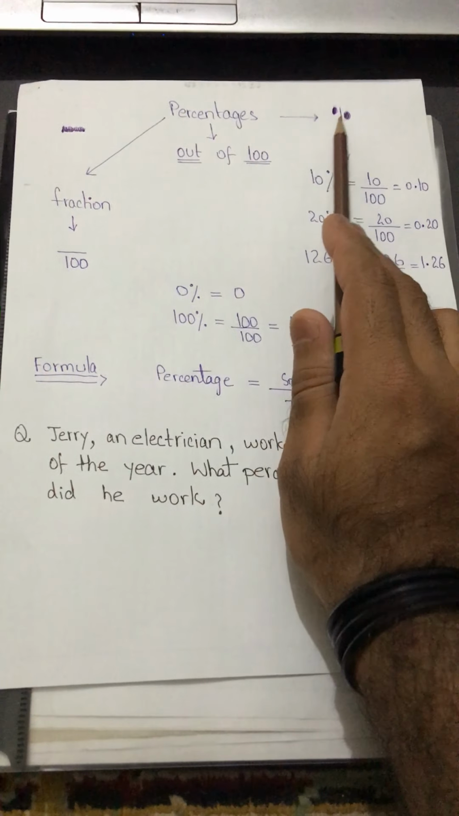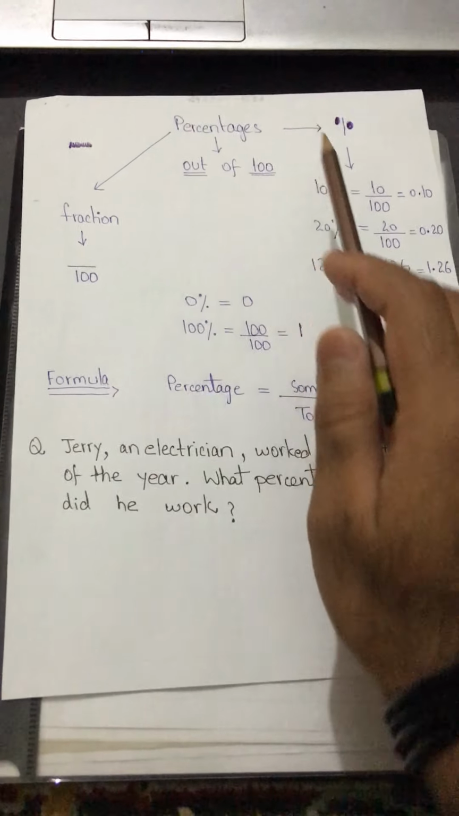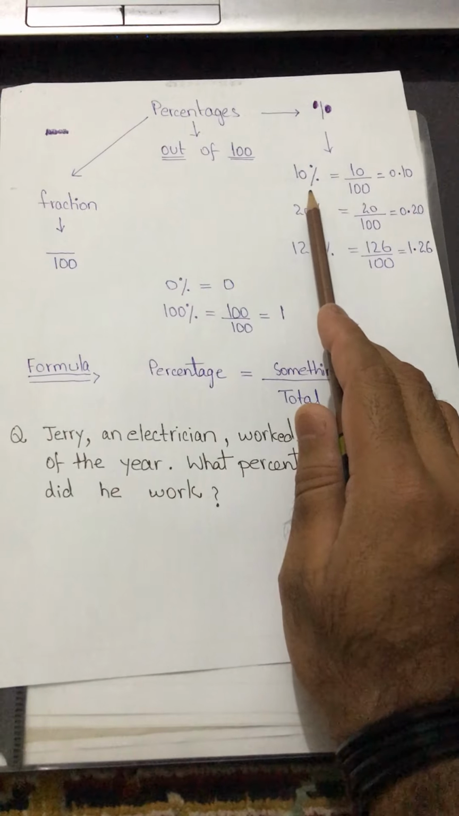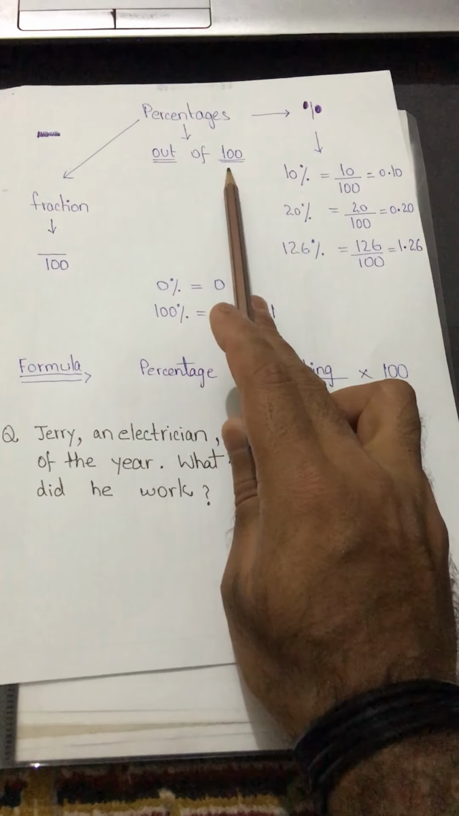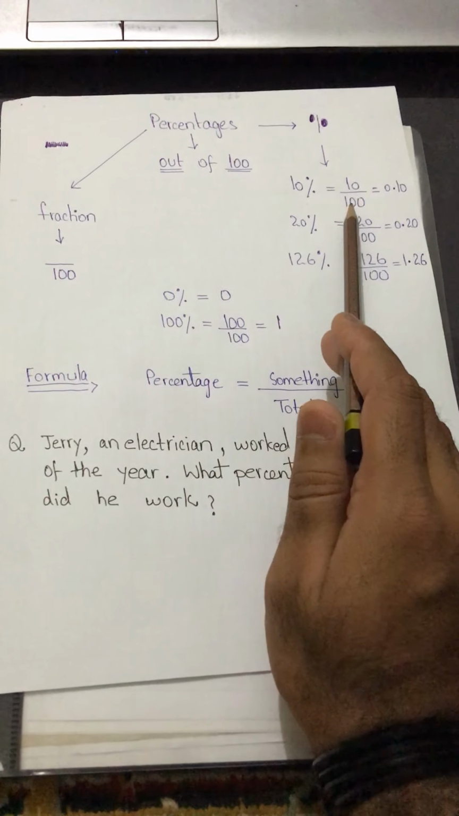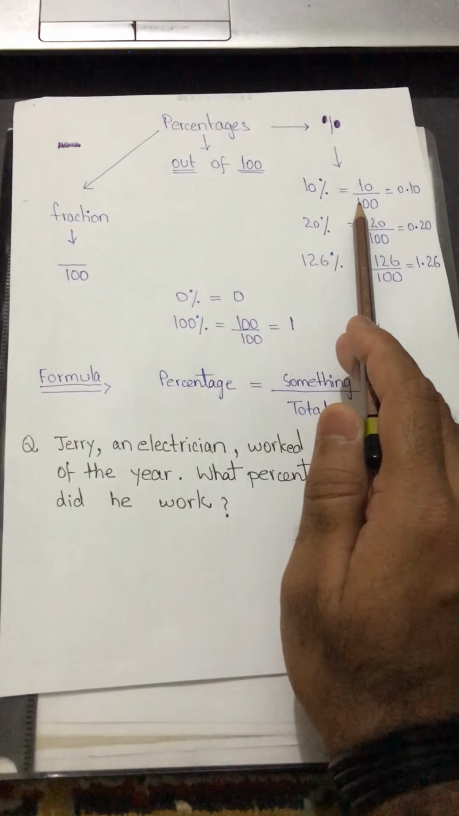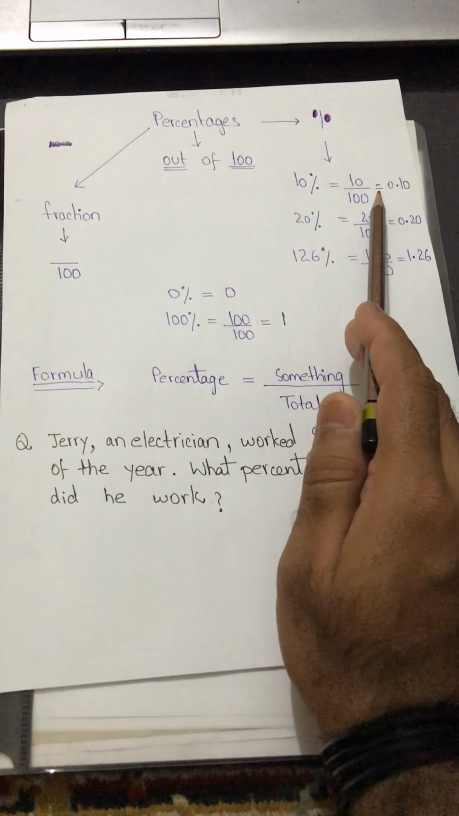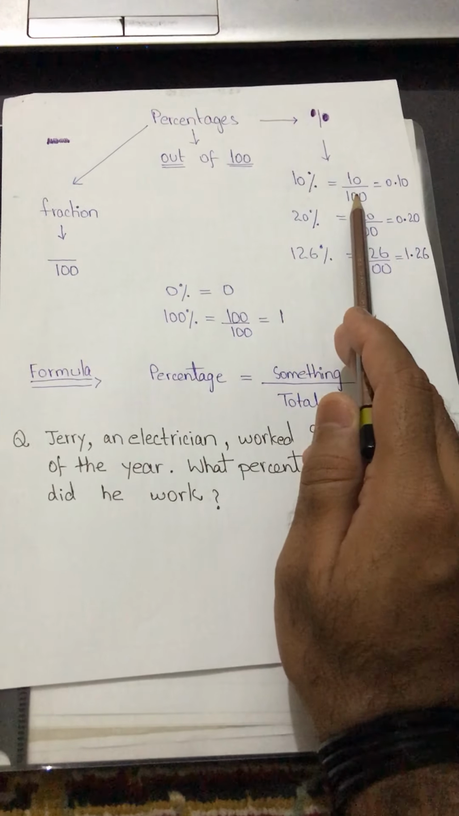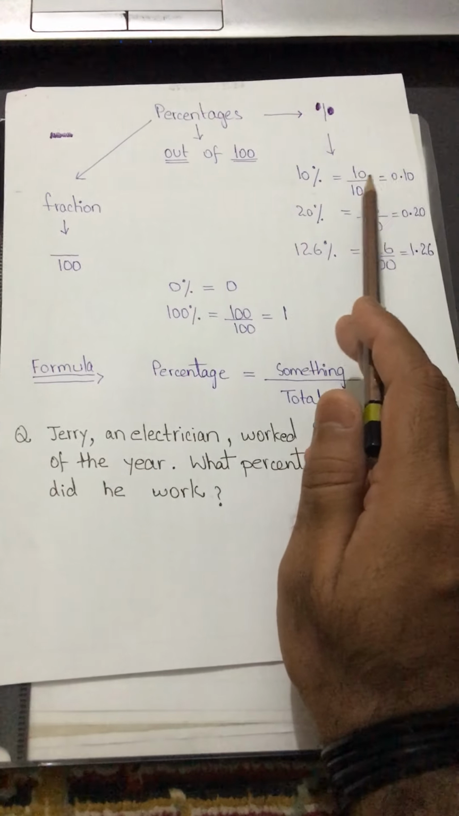It is a slash with two dots, and we can write percentages as 10%. If we are writing 10%, it means percentage is always out of 100, so I can write this in the form of a fraction as 10 upon 100, and I can divide these two to get the answer in decimal as well. So I can write percentage in the form of fraction and decimal.